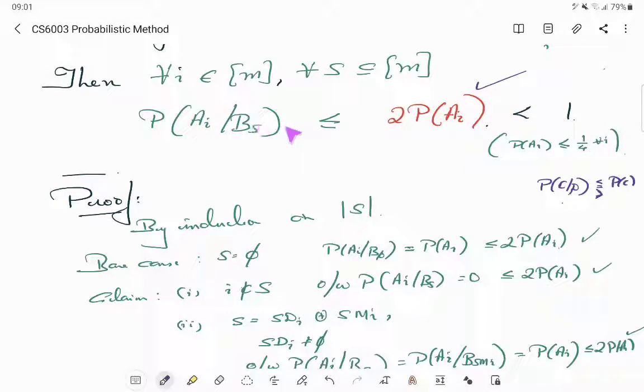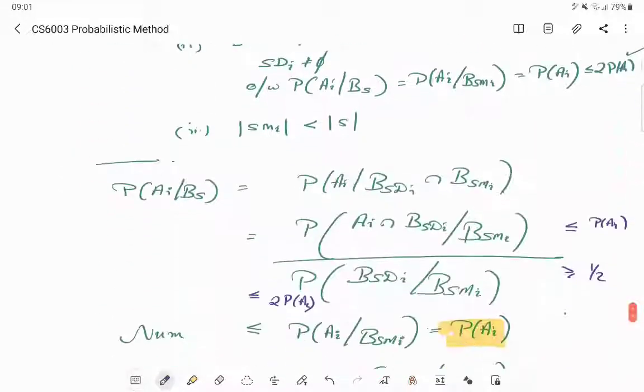AI being positively dependent on AJ complements is equivalent to saying that AJ may be negatively dependent on the complements, but not by a huge margin. The blow up is at most twice. So that is where we get this lemma.